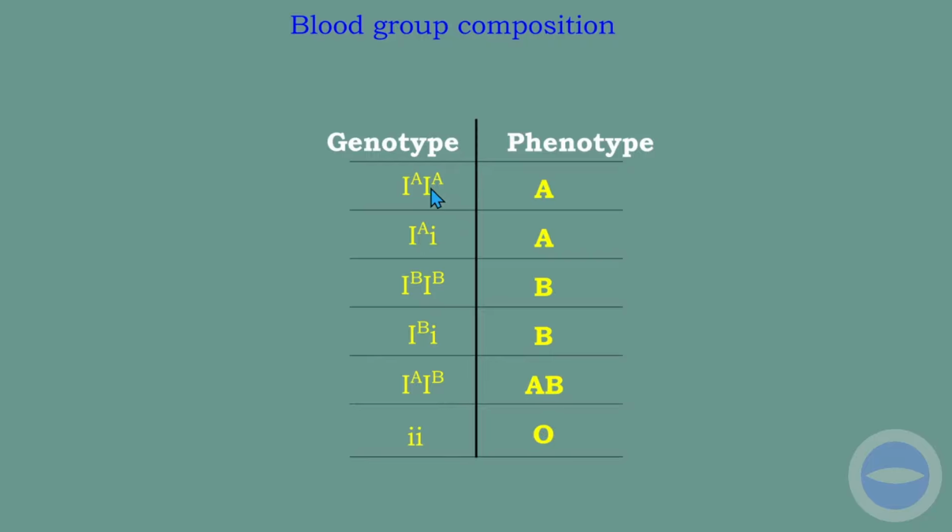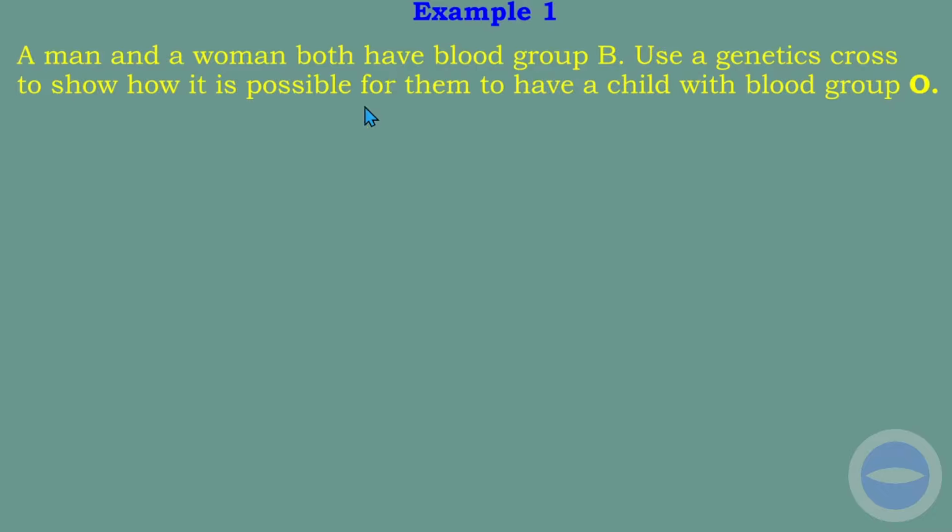So this is how we differentiate the alleles. This is how we determine the blood type. We use alleles to determine the blood type. So next up, let me do a problem involving inheritance of blood type. A man and a woman both have blood group B.